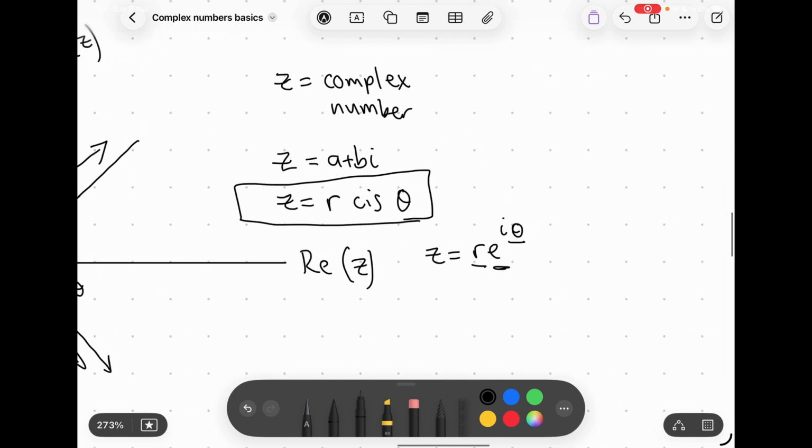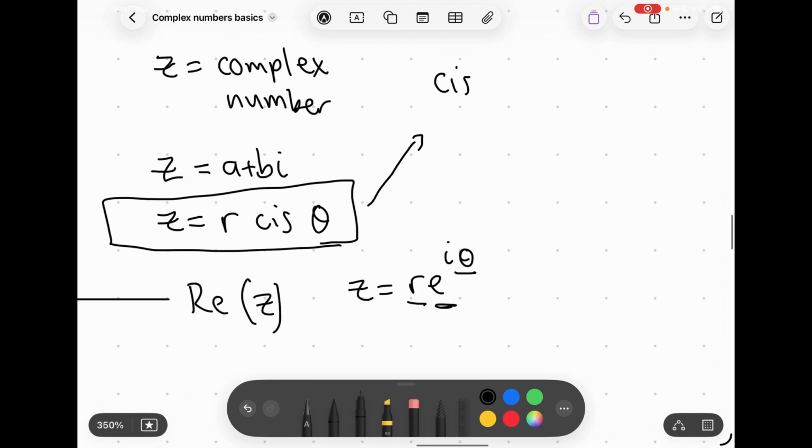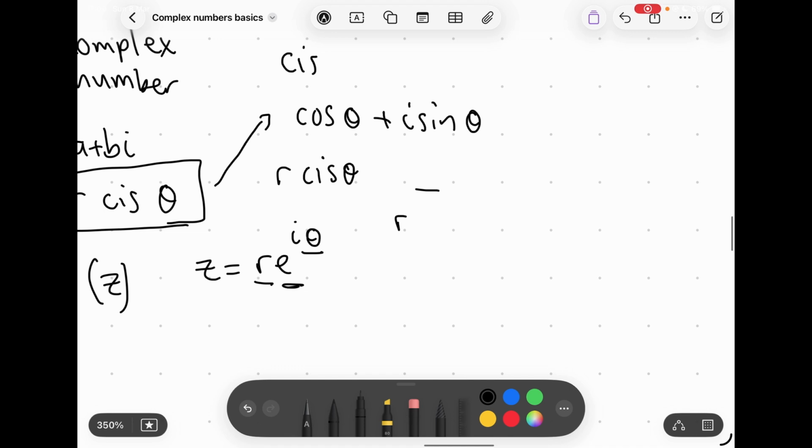Now, let's quickly break down what cis is. Cis is cos theta plus i sine theta. So when we say r cis theta, what we're really saying is the radius, and we're going to times that by the cosine of theta, plus i times the sine of theta.